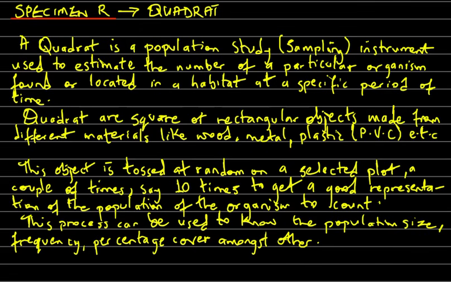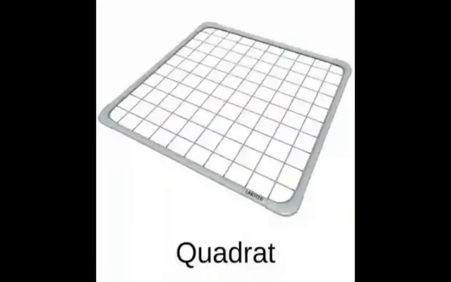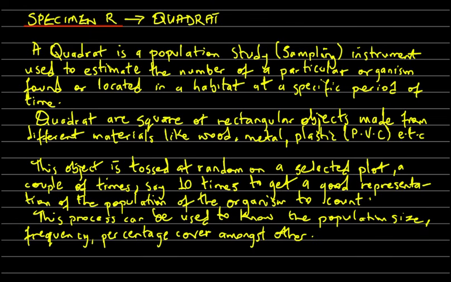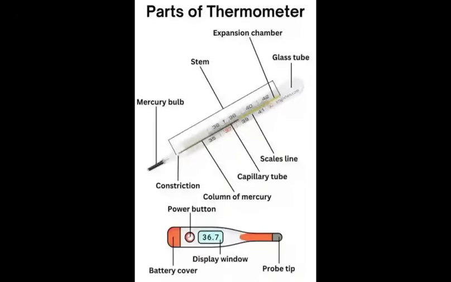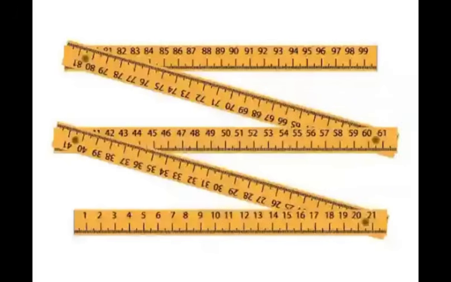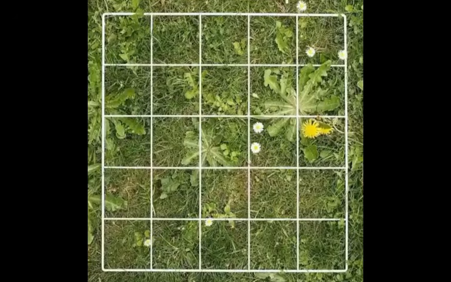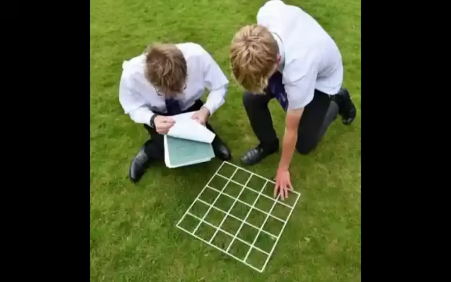Now, this process can be used to know the population size, the population frequency, the percentage cover, amongst so many others. So those are the functions of the quadrat. It is an ecological instrument. You could be asked based on this question: we have specimen P to be thermometer, specimen Q is meter rule, and specimen R is quadrat. All of these are ecological instruments, so I'm suspecting that we could be having more questions coming on ecological instruments and their functions. So please let's make ourselves acquainted with that.